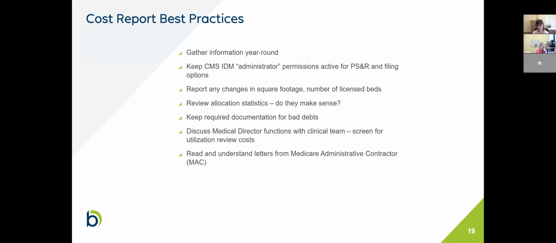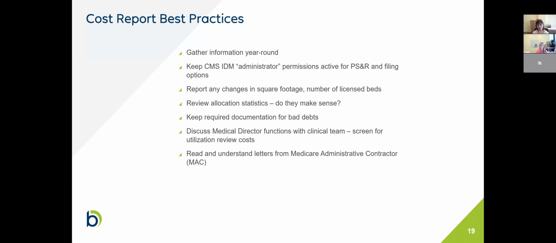If you do have changes that change allocations, such as square footage, or you change your number of licensed beds, or you have a major renovation project going on throughout the year, it's helpful to communicate that to us during the year. That way, if we know about it, we can help you to be thinking about the things that you need in order to prepare your cost reports, because when things like that happen, something different might be required. So it's easier to be proactive about it and get it up front than trying to collect it all as we're working through the cost reports.